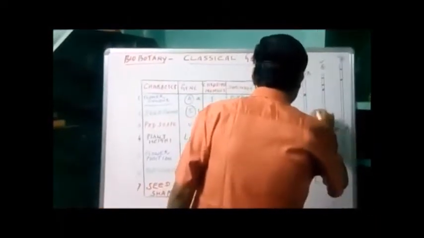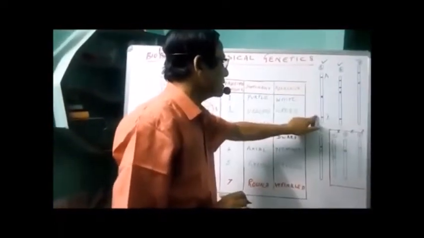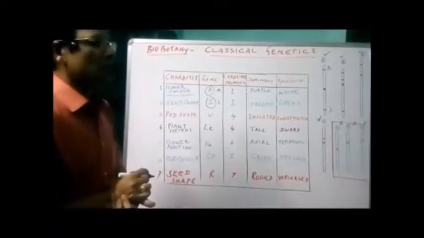So this is the I gene. I am taking only the dominant gene. So this is the gene for flower color, and this is the gene for seed color. That is the cotyledon color.